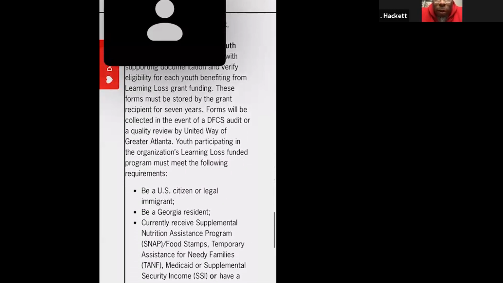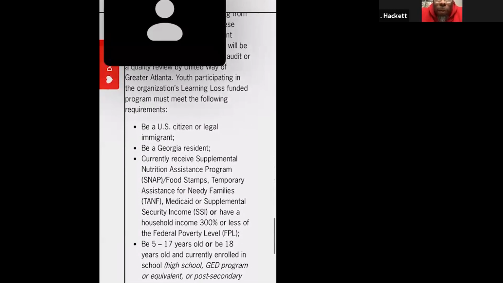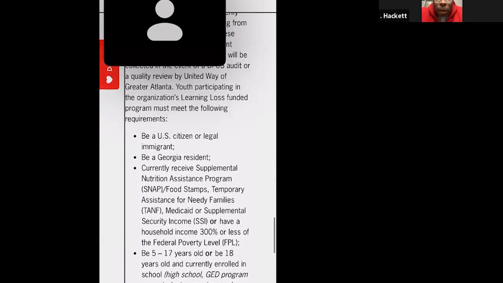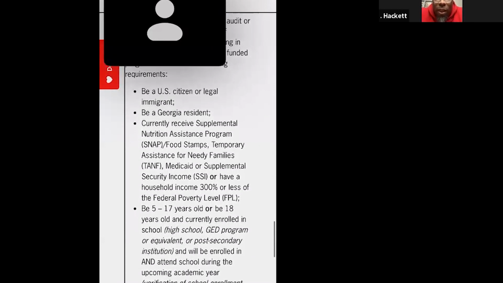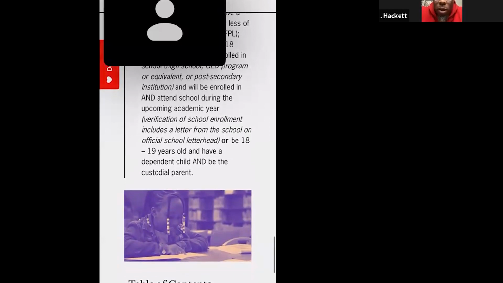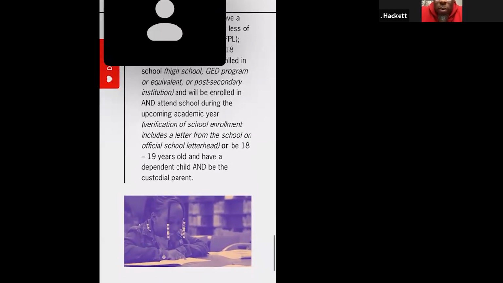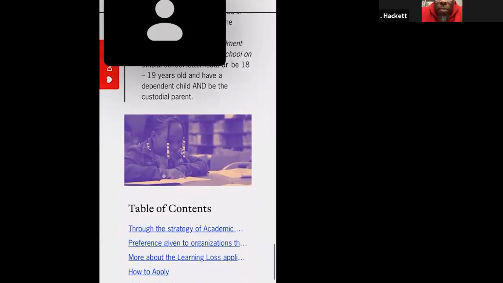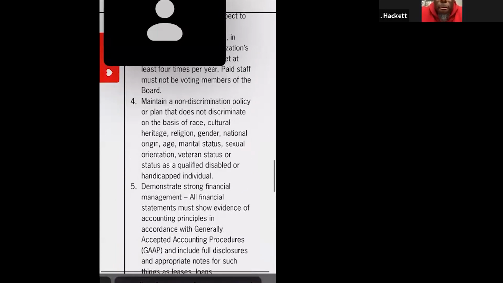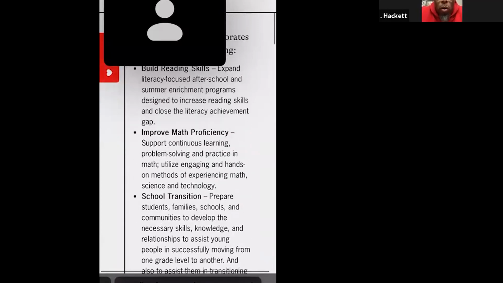Then eligible participants. All right, following requirements: a United States citizen, a Georgia resident, currently receiving SNAP, be 15 to 17 years old, or be 18 and currently enrolled in school. Or be 18 or 19 years old and have an independent child, be the custodial owner. All right. So those are the requirements of the grant.